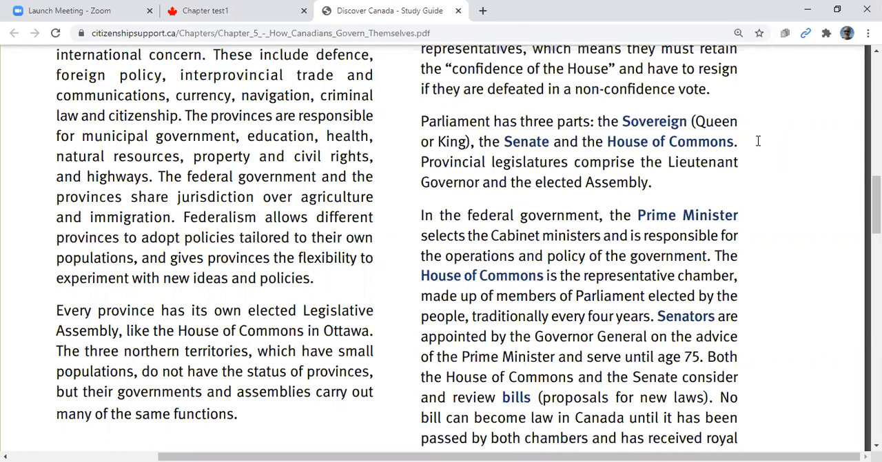And in the provinces, we have a lieutenant governor and the elected assembly. Lieutenant governor and assembly. So they only have 2 in the provinces. And in the government, in the parliament in Ottawa, they have 3.